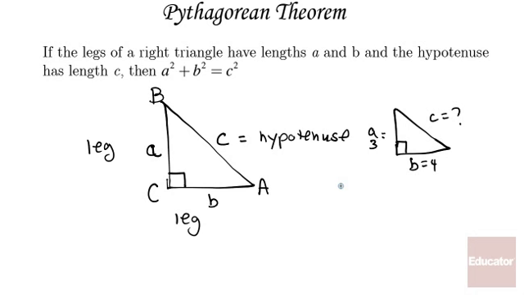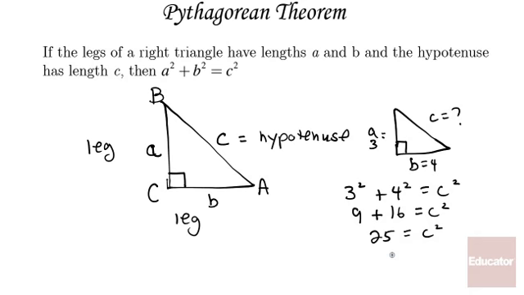You simply substitute in a squared, would be 3 squared, plus 4 squared equals c squared. To give 9 plus 16 equals c squared. Well, 9 plus 16 is 25. Solve this by taking the square root of both sides. c, or the hypotenuse, is 5. So if you have two sides, you can find the third side of a right triangle using the Pythagorean theorem.